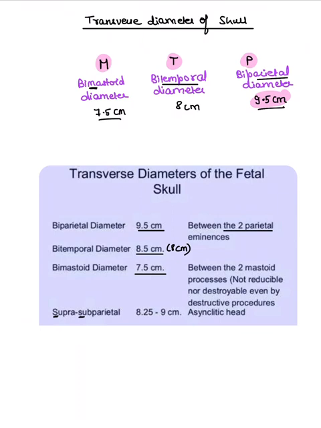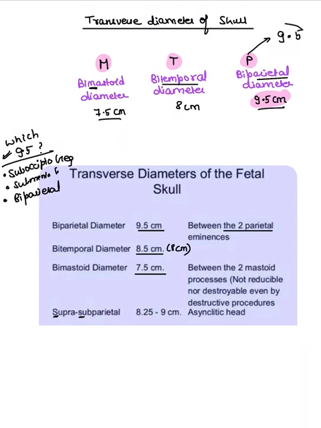So a question may be asked, which one of the following diameters is not 9.5? So recall all the diameters which are 9.5. That is suboccipitobregmatic, then submentobregmatic, guys. And the other one, guys, that is biparietal diameter. So no confusion, guys, about which one is 9.5. Also this P for parietal can be made into 9, guys, so that you don't confuse which one is 9.5. So this bitemporal diameter is 8 centimeter, guys.